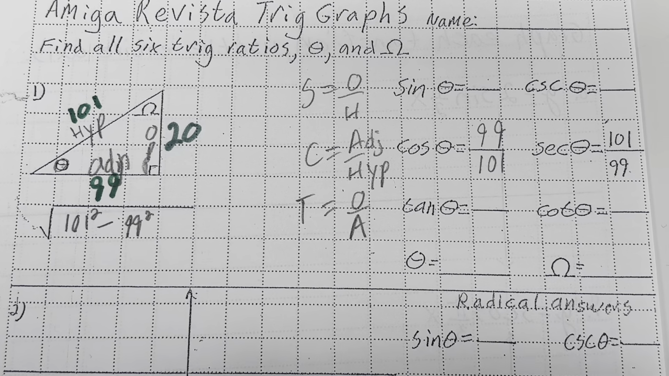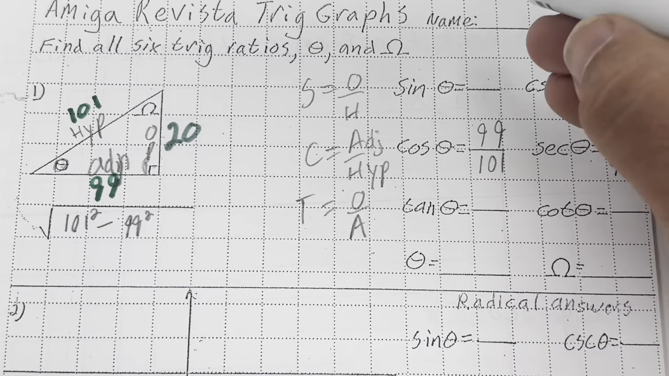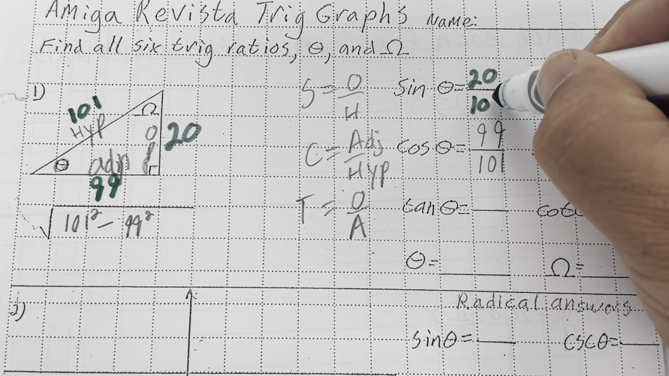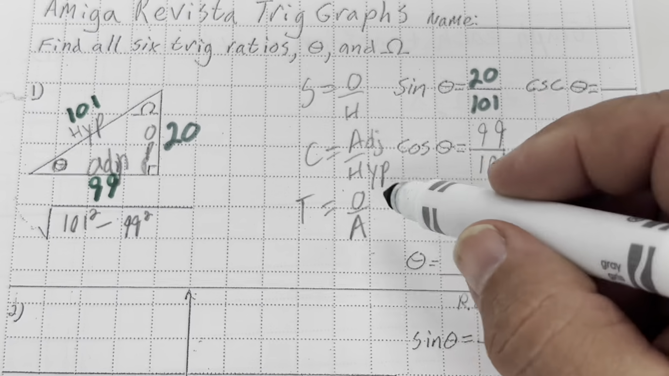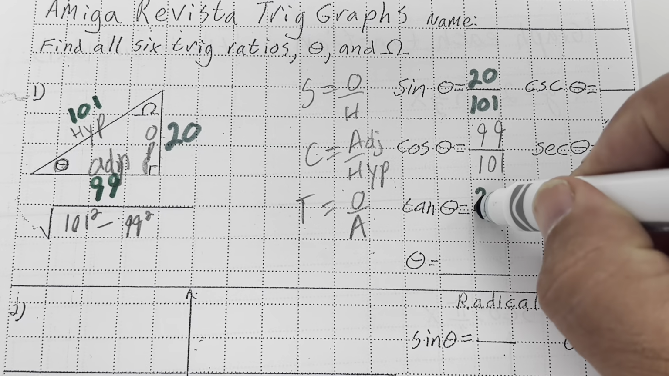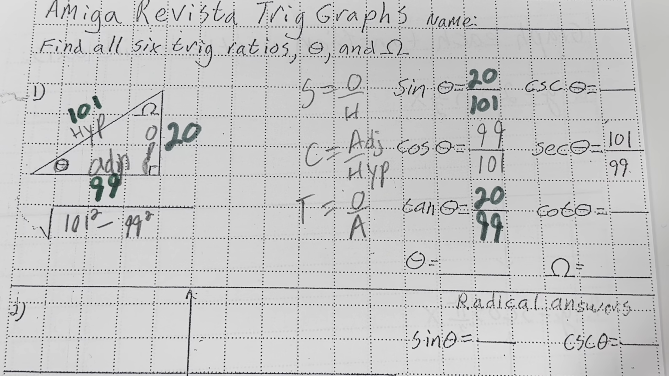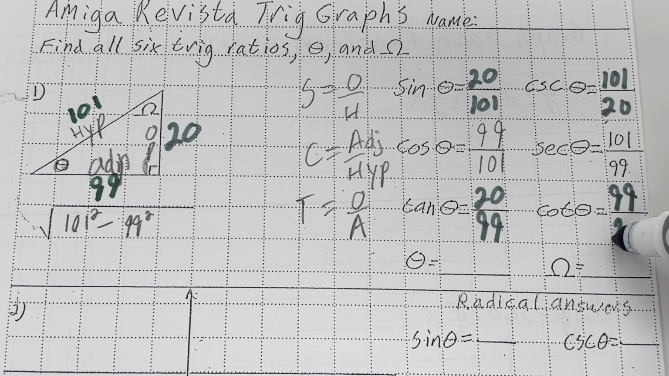Now once we have that, we can do opposite over hypotenuse, 20 over 101. Tangent is opposite over adjacent, 20 over 99. And then the reciprocal identities, we just flip them, 101 over 20, 99 over 20.